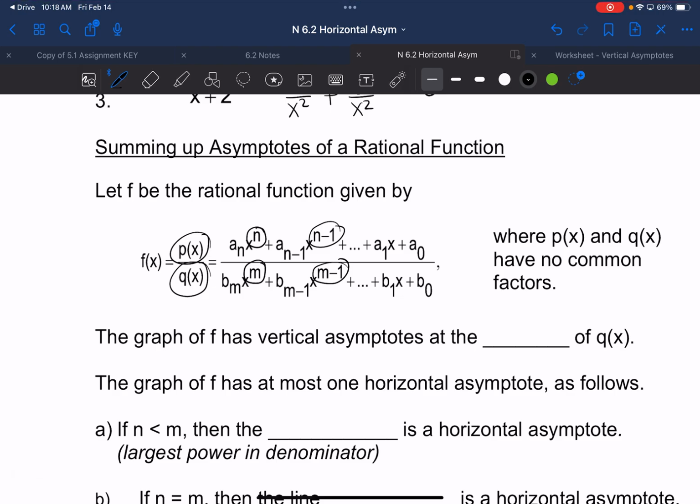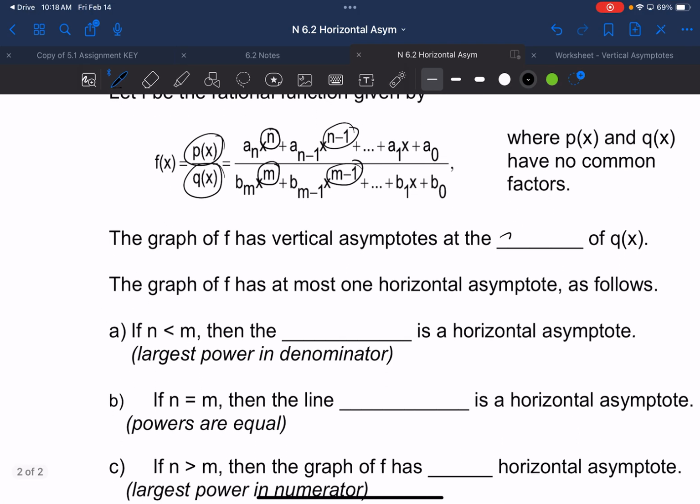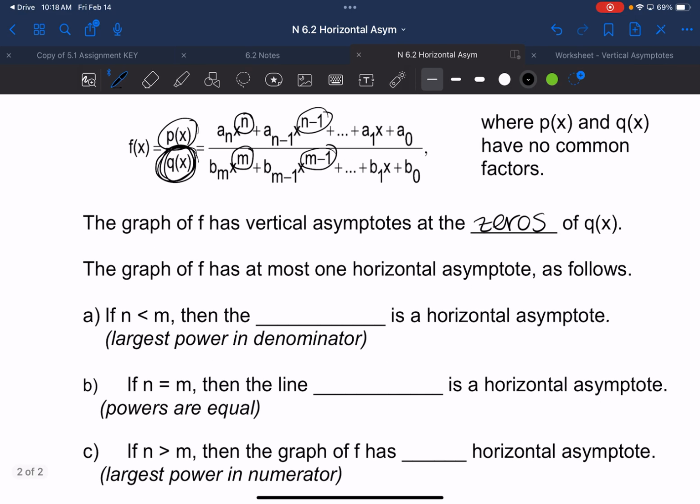It says the graph of f will have vertical asymptotes. We learned this on 6.1 at the zeros of q of x. Remember we said that the vertical asymptotes came from the denominator, which is where q of x is. Okay, but we want a rule for our horizontals because we don't want to have to plug this in and check every single function every single time.